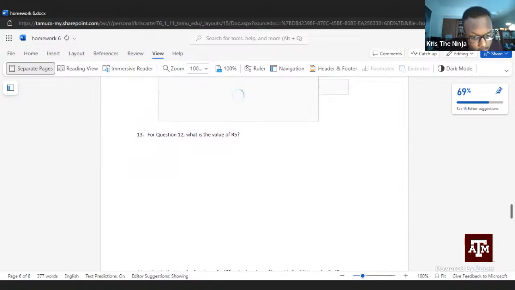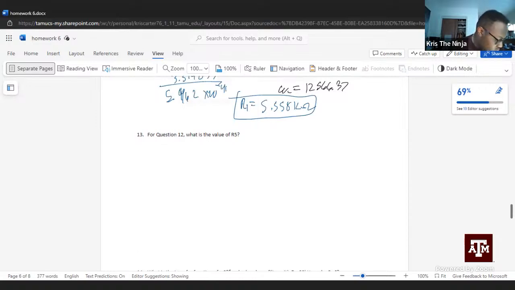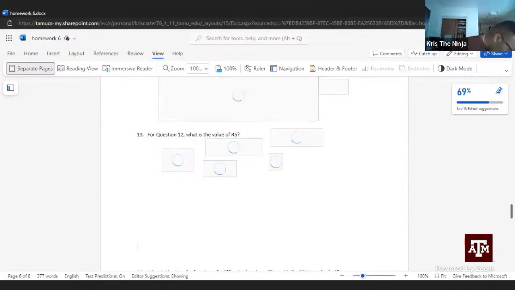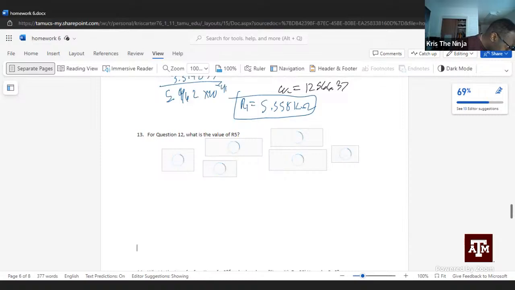Find R5. R5 is just 1 over omega C times C, which is 1 over 12,566.37 times 5 nanofarads. This ends up being R5 equals 1 over 6.2832 times 10 to the minus 5. And that gives an R5 value of 15.92 kiloohms.